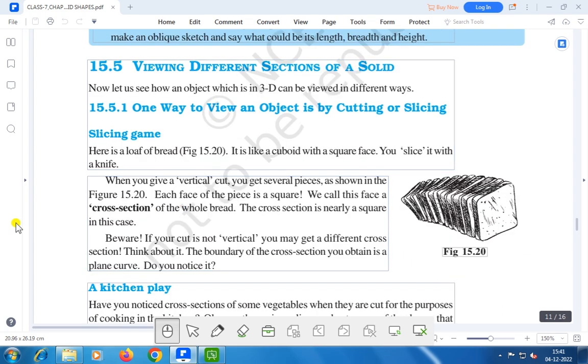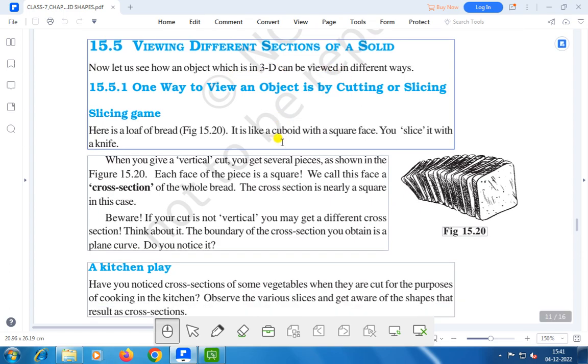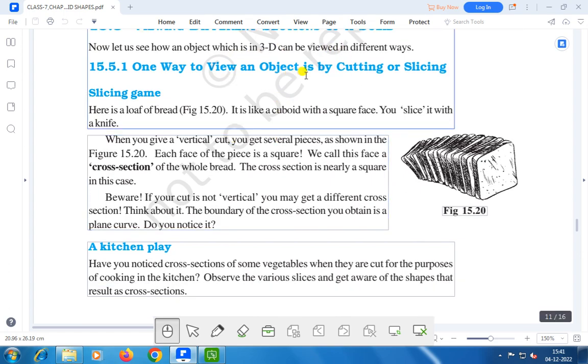Viewing different sections of a solid. Now let us see how an object which is in 3D can be viewed in different ways. One way to view an object is by slicing or cutting. Slicing game. Here is a loaf of bread. It is like a cuboid with a square face. You slice it with a knife.